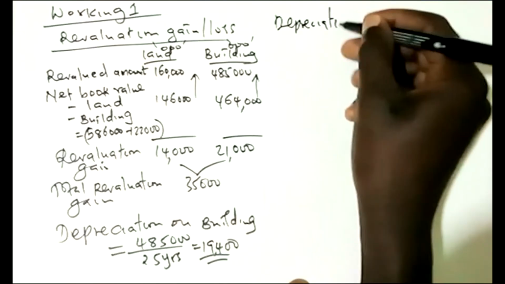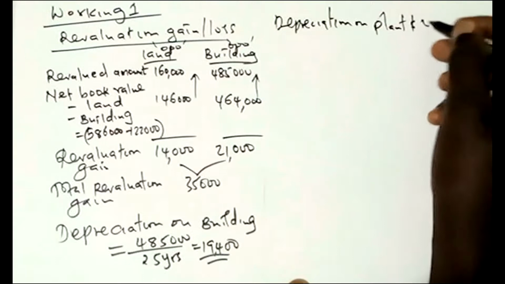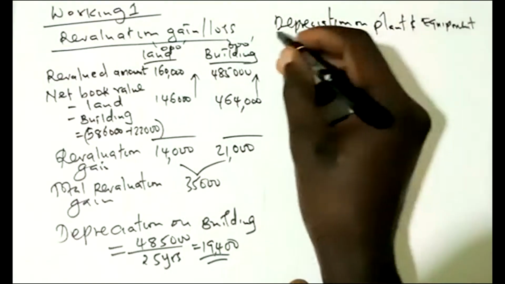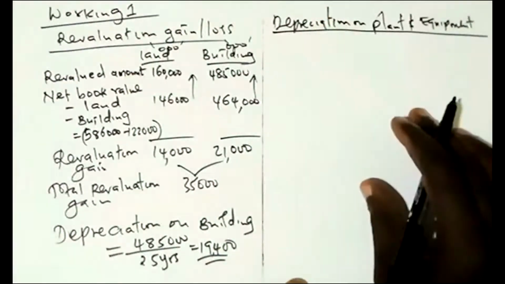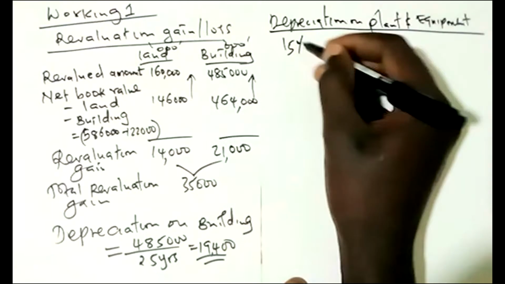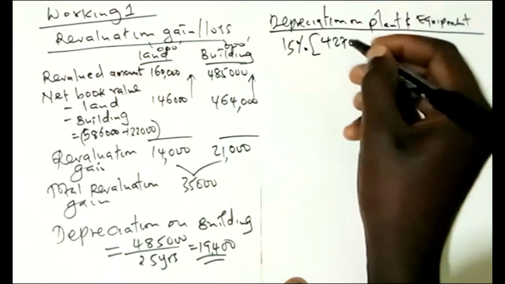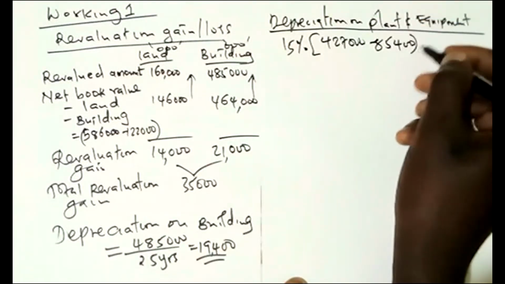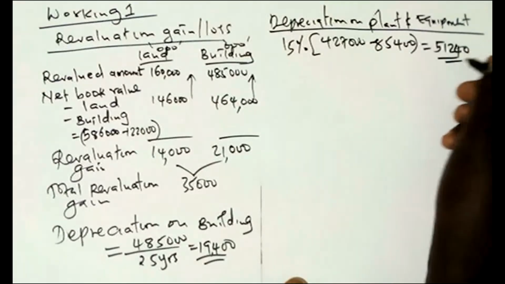So the depreciation on plant and equipment is based on 15% of the cost minus accumulated depreciation. So 427,000 minus 85,400. So that one I'm getting 51,240.